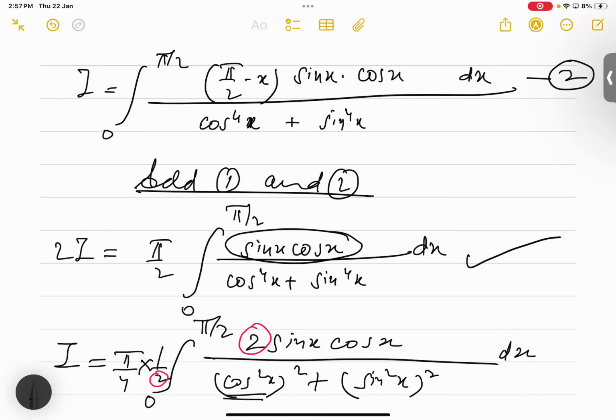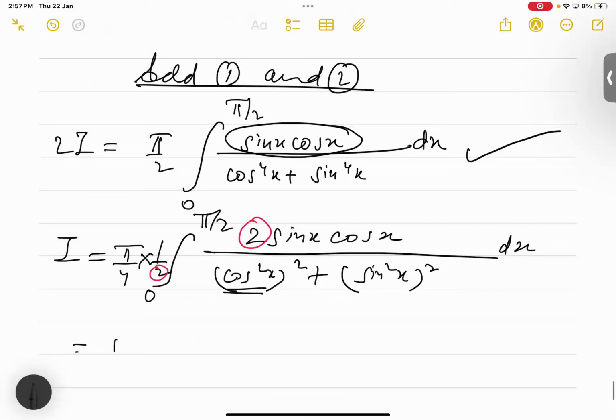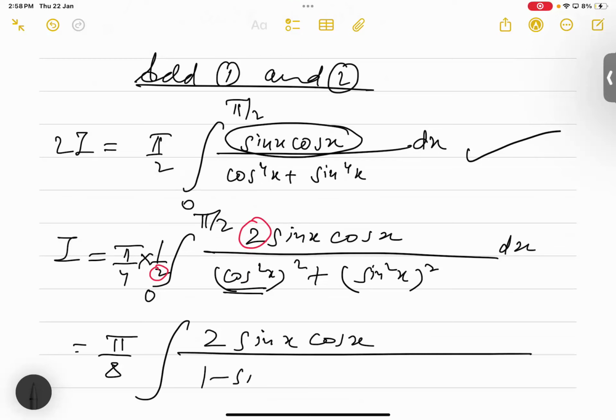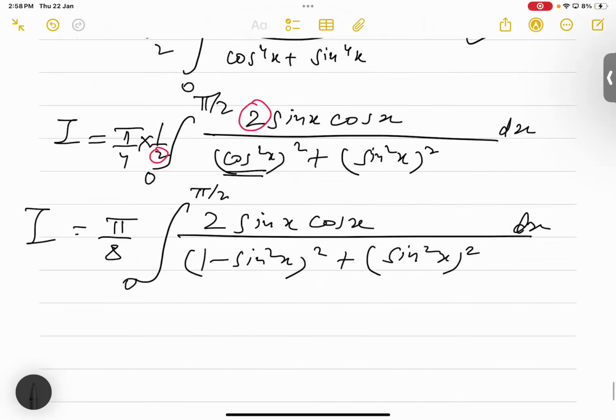What to do with cos square x? 1 minus sin square x, correct. This cos square x, you write it as 1 minus sin square x. Clear? 0 to pi by 2. Now what? Correct. Put a proper marker.